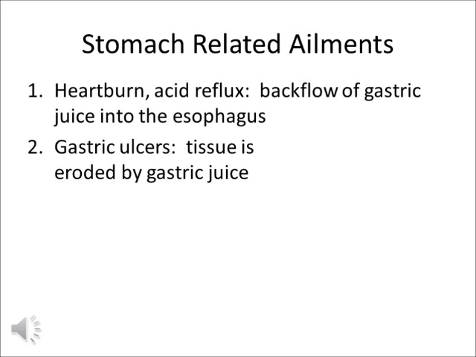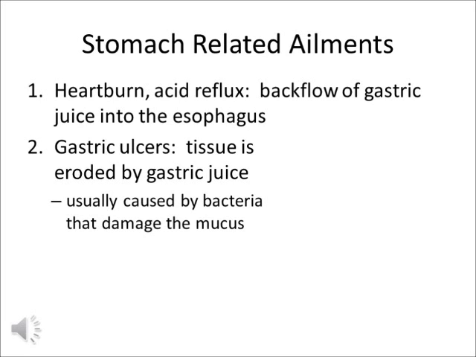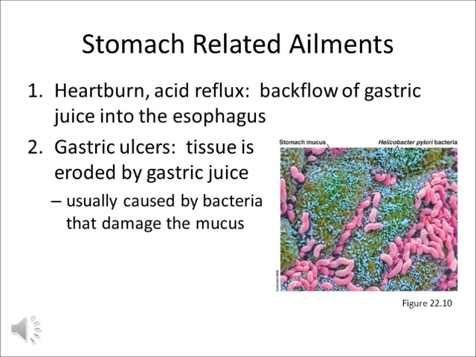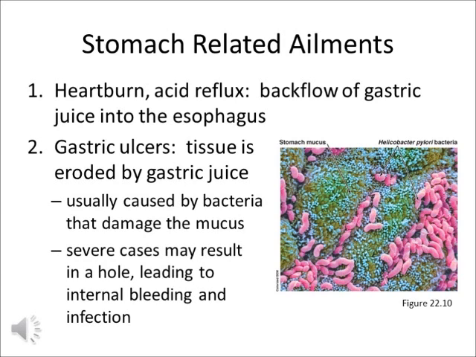It was originally thought that ulcers were brought on by stress or chronic worrying, but we now know that more than half of all ulcers of the stomach are caused by bacteria that damage the mucus. Figure 22.10 in your book shows mucus-producing cells of the stomach infected with Helicobacter pylori, the name of the bacterium that infects the stomach. The infection can be cured with a combination of antibiotics and other drugs that reduce stomach acid and then protect the lining of the stomach.